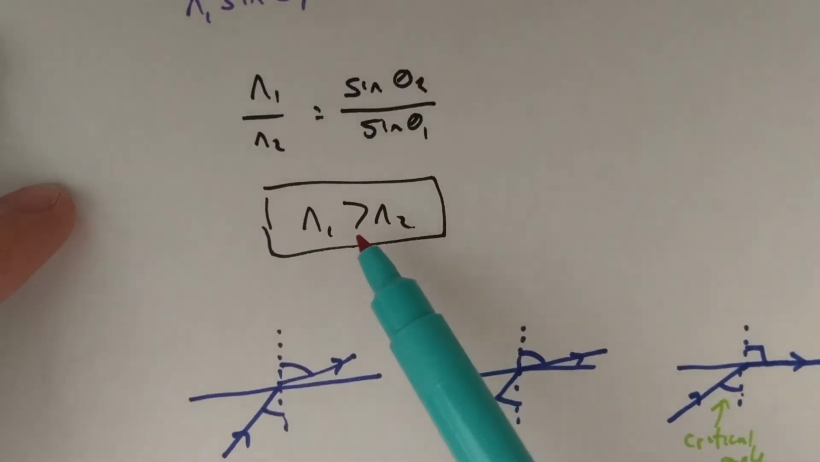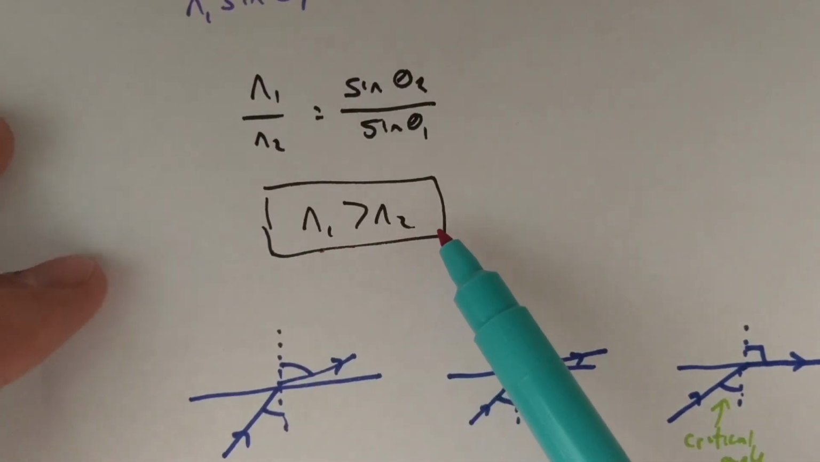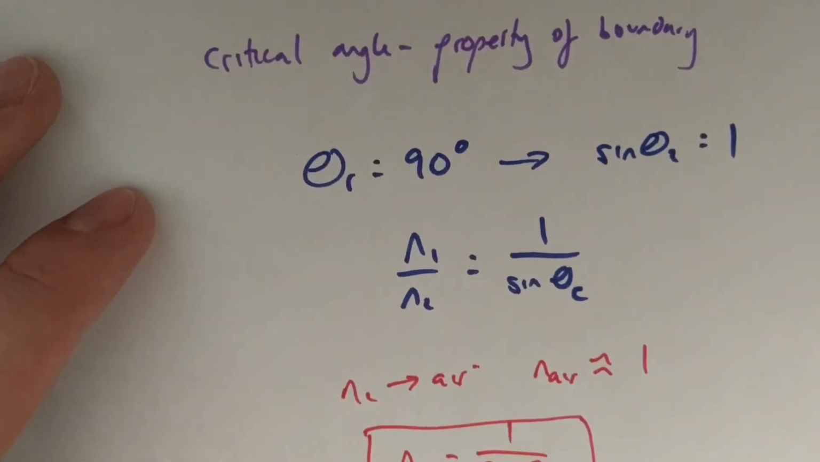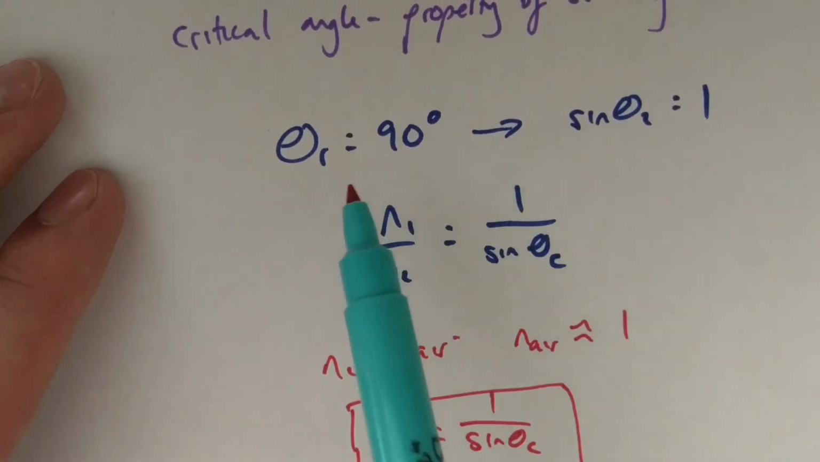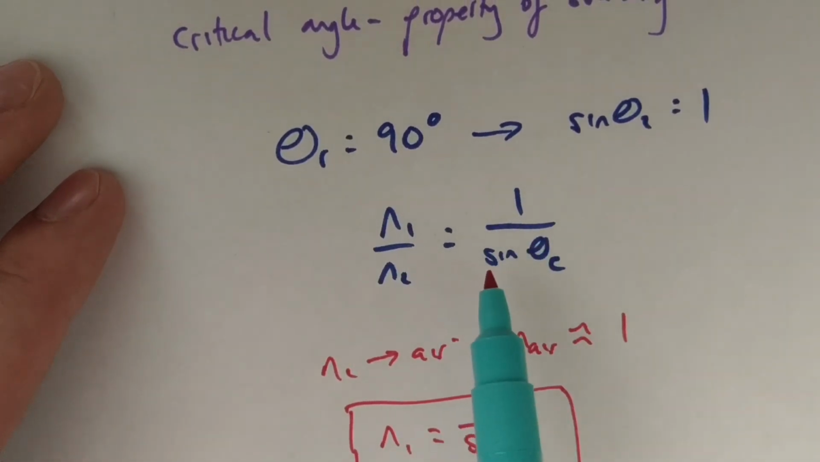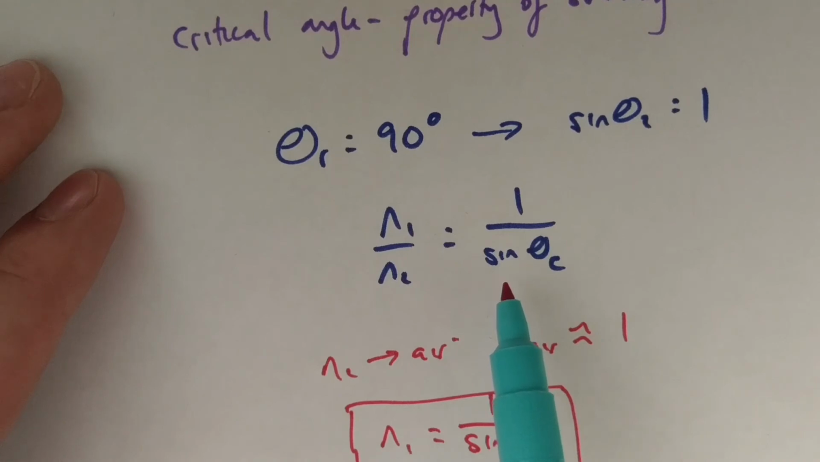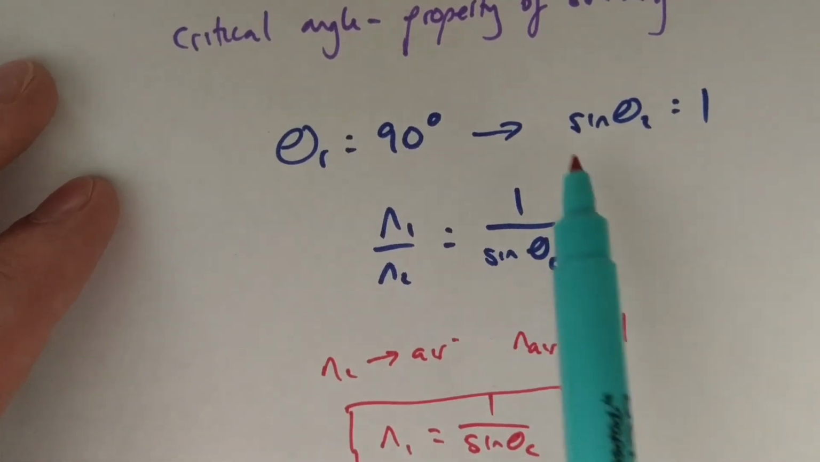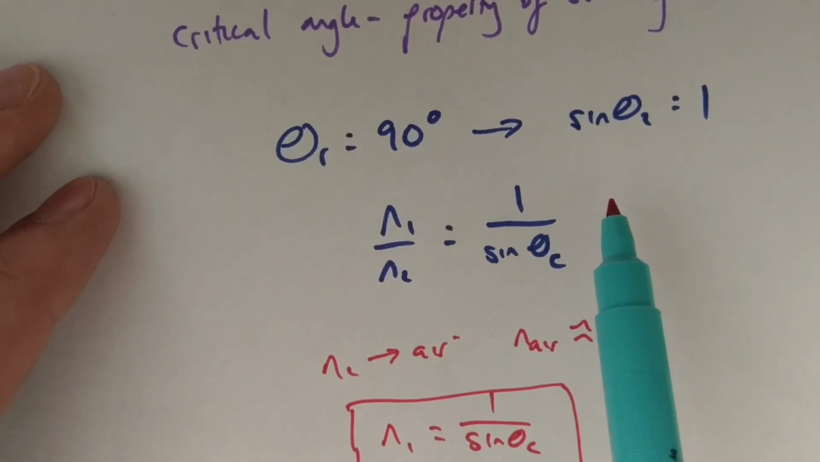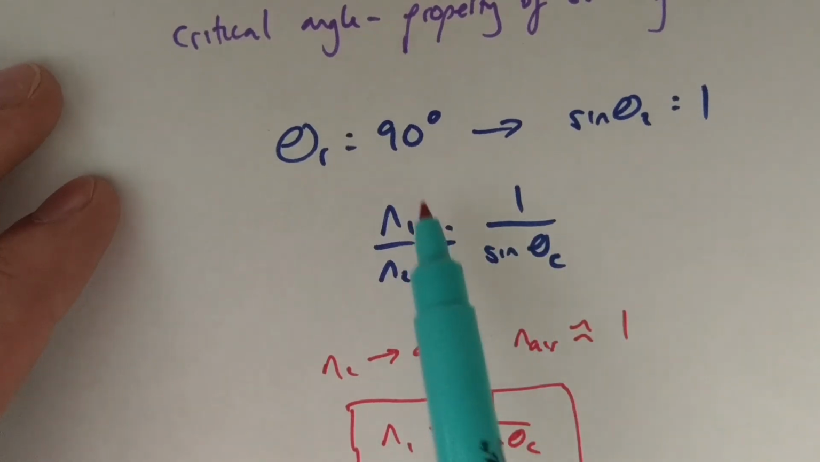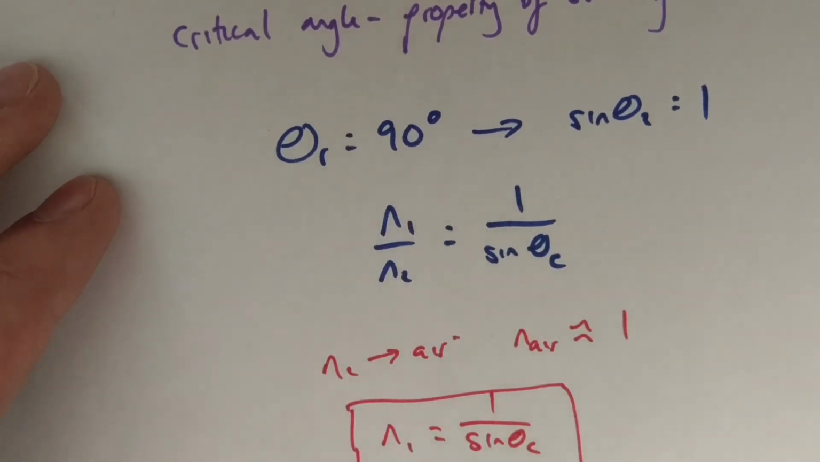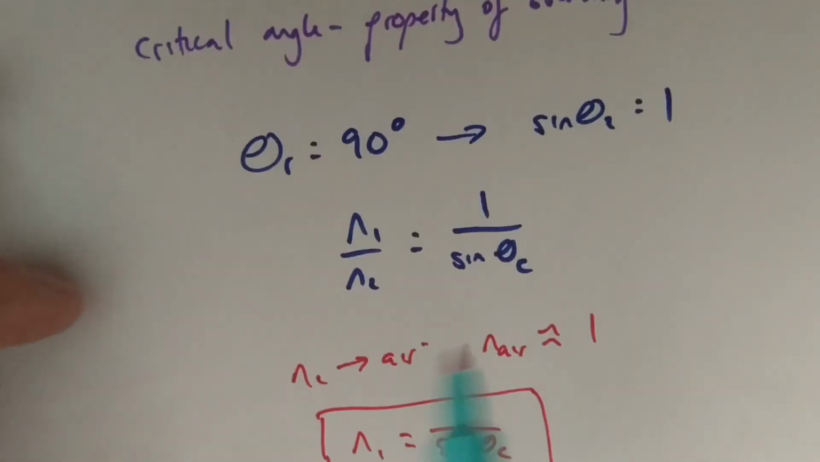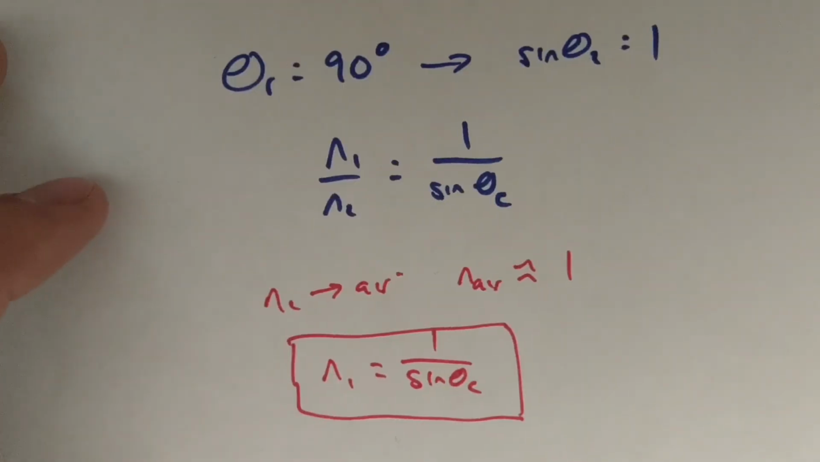Earlier on we made the assumption that n1 has to be greater than n2. The reason for this is based on this equation here. Sine theta is, in this situation, always going to be less than 1. That means 1 over sine theta must be a value greater than 1. In order to get a value greater than 1 on this side, n1 must be larger than n2. If it's not the case, then we can't get a critical angle.